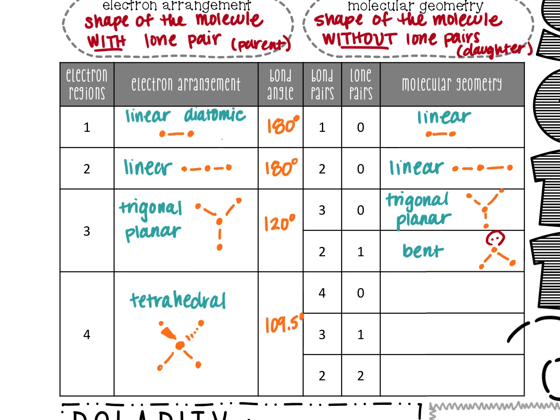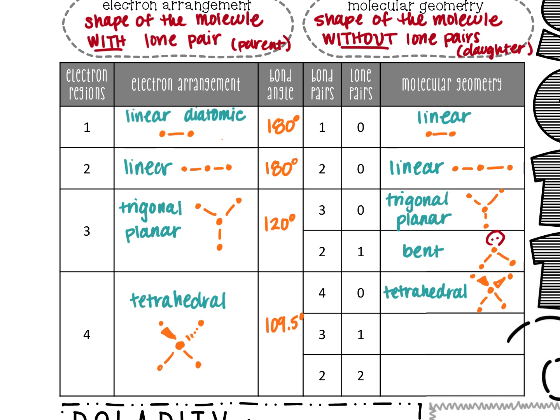So if I continue over to our molecular geometry, if I have no lone pairs, I'm going to look identical to my electron arrangement. So I keep the same name, tetrahedral, and I keep the same shape, a central atom, 2 in the same plane, 1 in, 1 out, and I look like this.